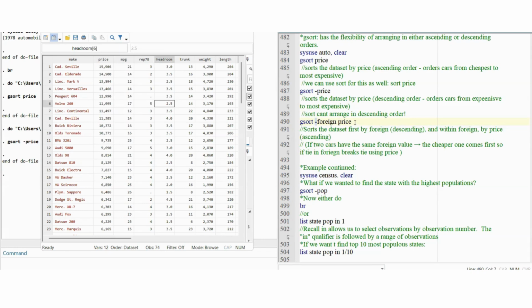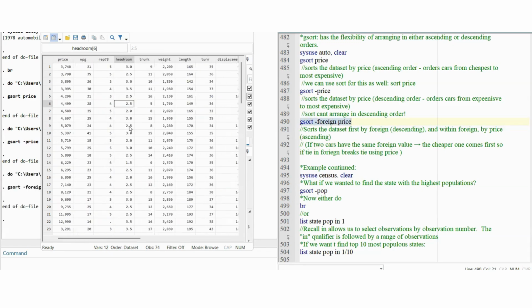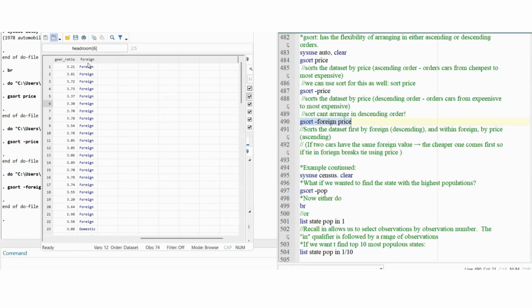So it basically uses the second variable to break the tie, in case of a tie based on the first variable. For example, if we do this now, it's going to first arrange the data set in descending order by foreign. So foreign values are 0 and 1, and because it's descending order, biggest to smallest, first the foreign cars which have value 1 will come, then domestic cars which have value 0. And then within foreign, all of these cars have the same value for foreign.